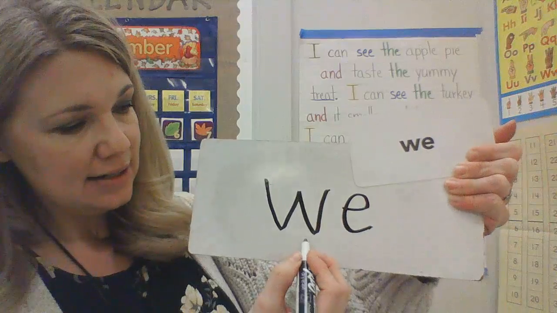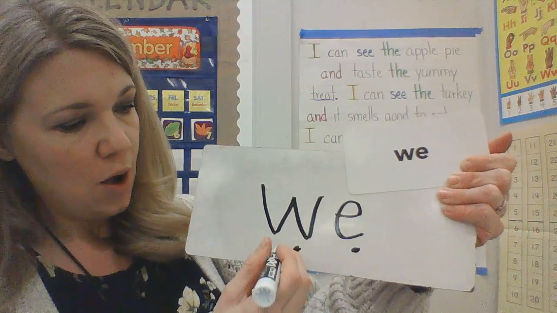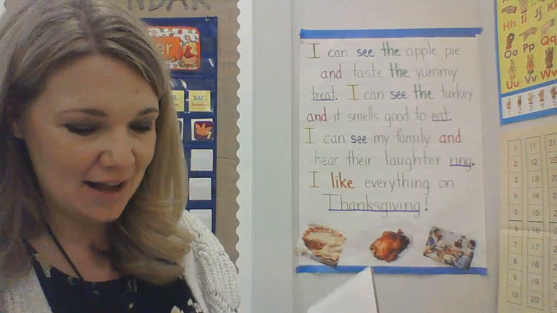Let's spell it. W-E, we. Good job, kindergartners. So those are our sight words. Remember, we are learning them so that we can become great readers.